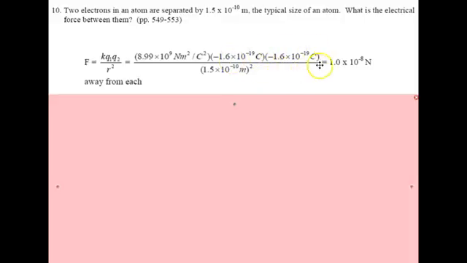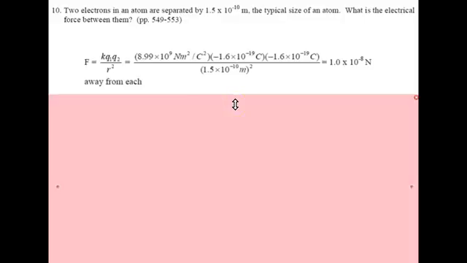There's another electron, so it also has a charge, -1.6 times 10 to the -19 coulombs. And they're separated by 1.5 times 10 to the -10 meters. And don't forget to square that, most common mistake in doing this calculation. Go ahead and perform your calculation, and you get a magnitude of 1 times 10 to the -8 newtons. And because they're electrons, negative repels negative, and so the force will be a force of repulsion away from each other.